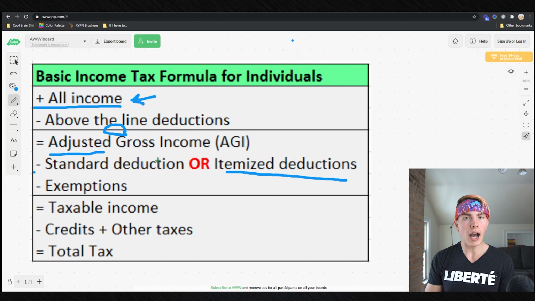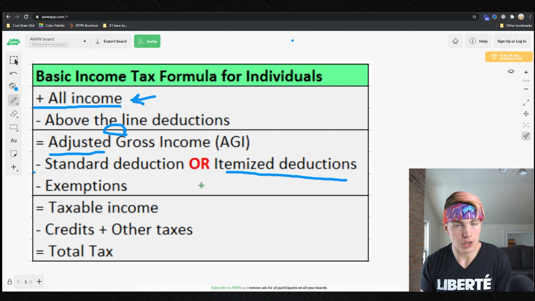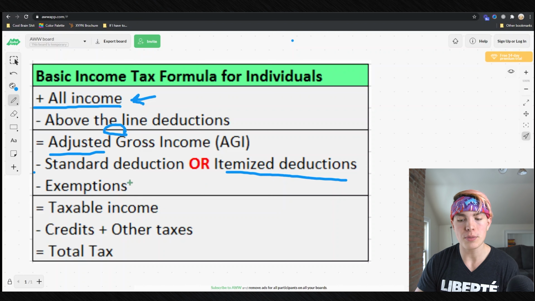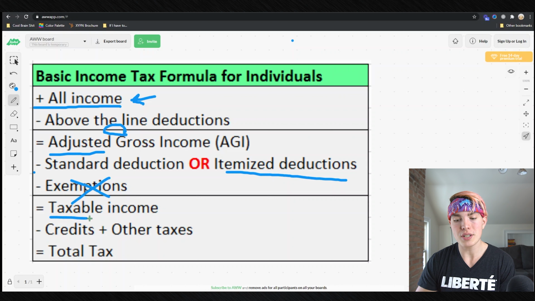So the big itemized deductions are going to be charitable contributions, home mortgage interest, and state and local taxes. So if you are paying more in state and local taxes, home mortgage interest, and charitable contributions than $12,550, then you would likely take the itemized deductions because they're going to be more. But if you're paying less than that in those three things, then you're probably going to be on the standard deduction. Now, exemptions don't really exist anymore, so you don't need to worry too much about those, but that's going to pump out your taxable income.